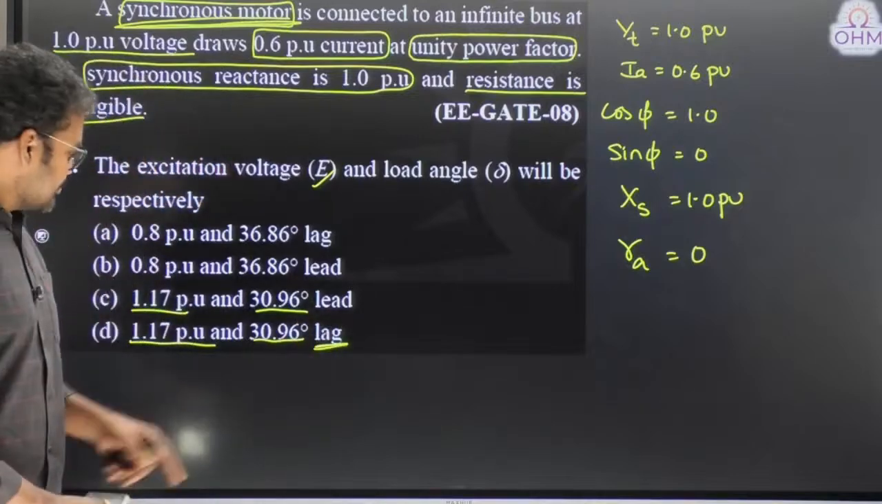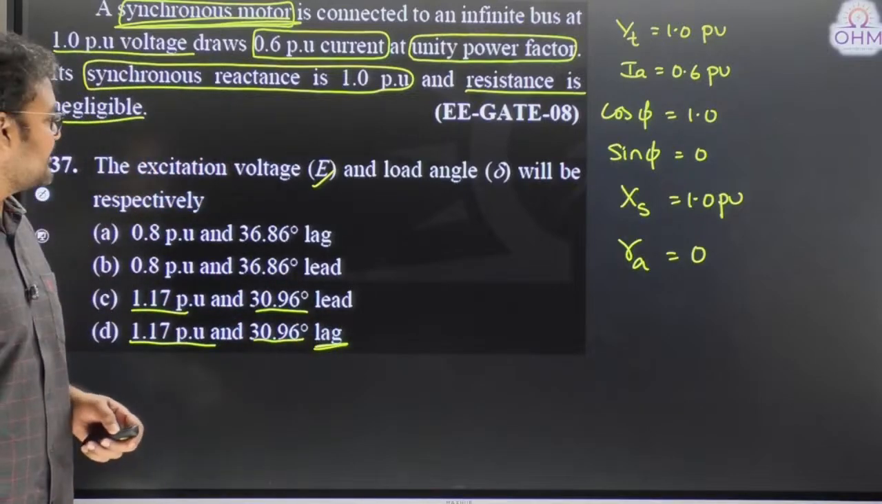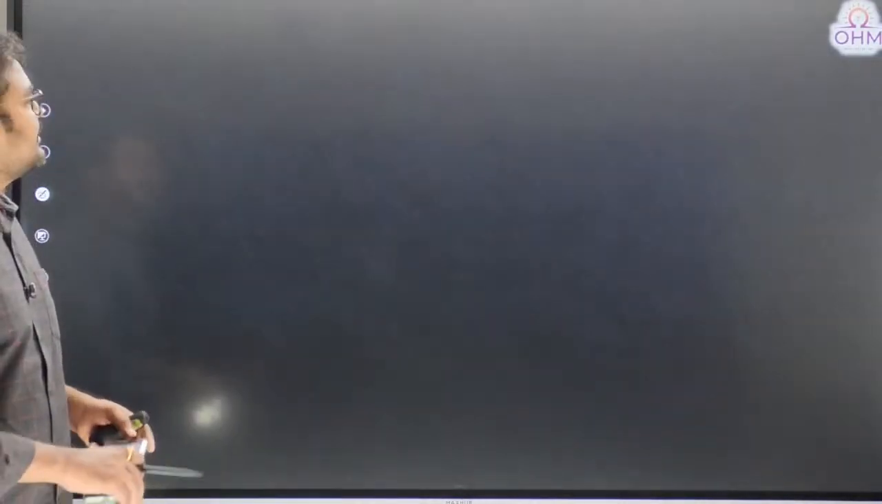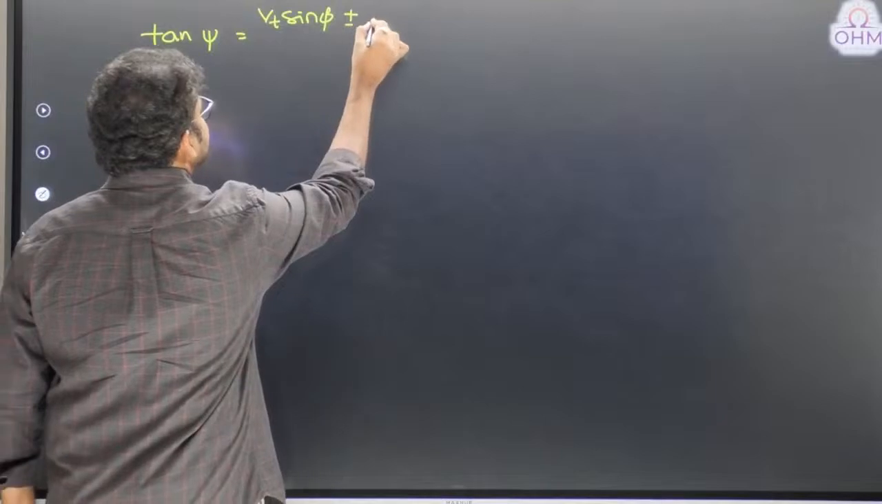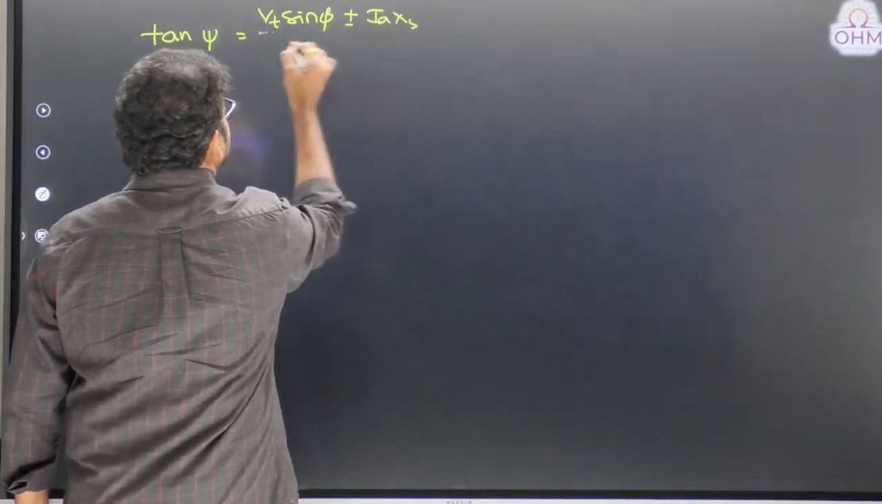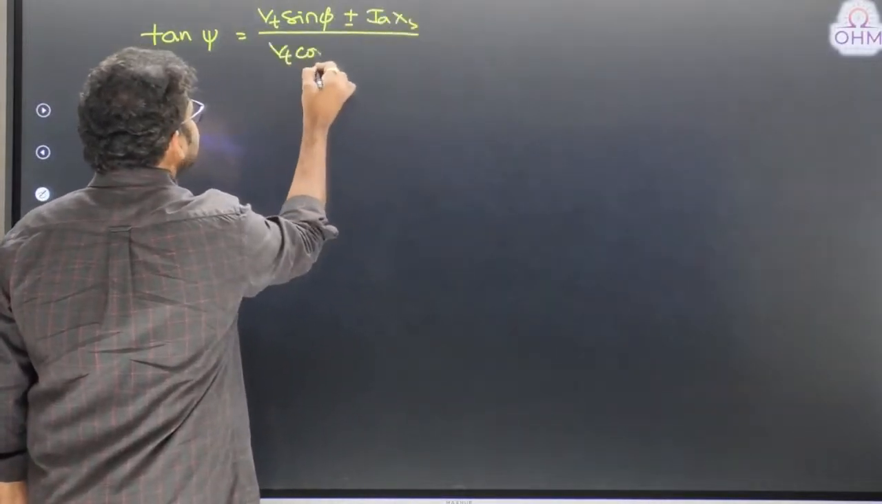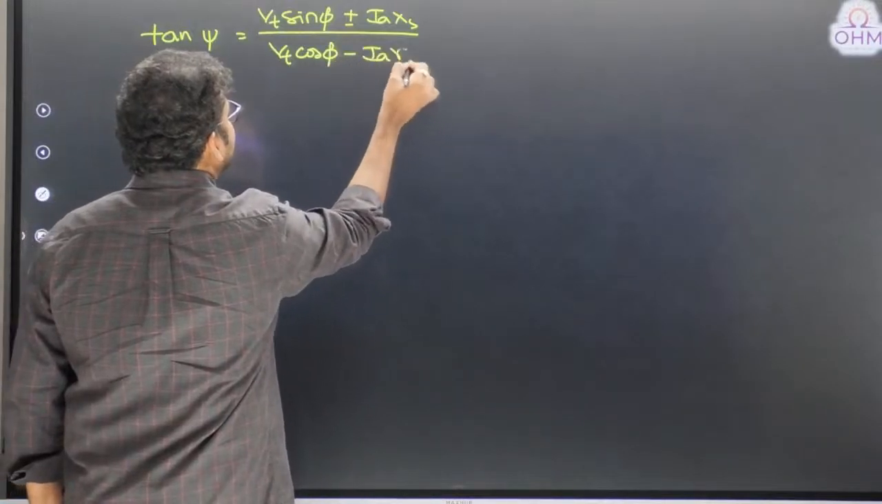So let us try to prove this angle delta as well. To calculate delta, you first calculate psi. What is the formula for tan psi? Vt sin phi plus or minus IAXS divided by Vt cos phi minus Ia Ra.